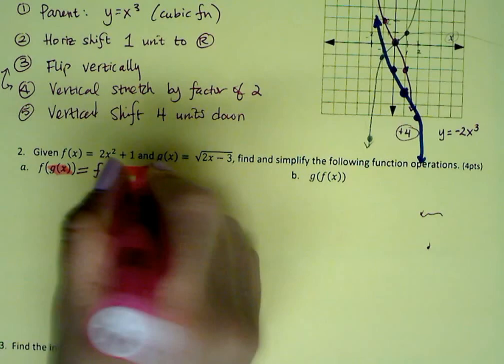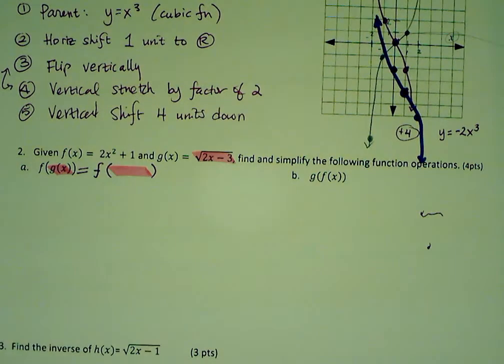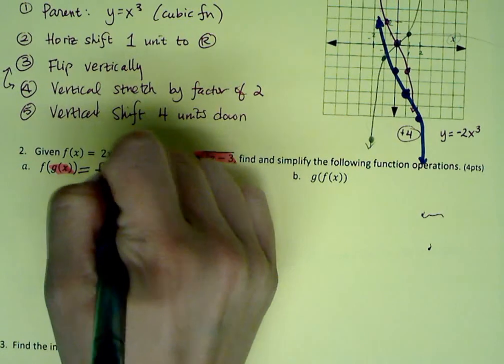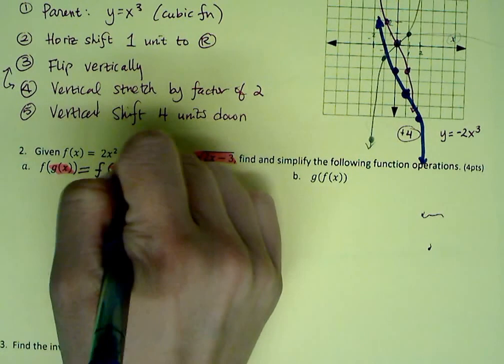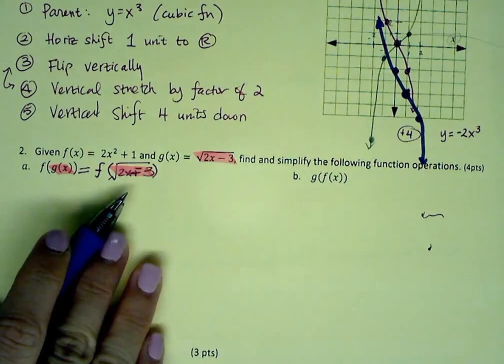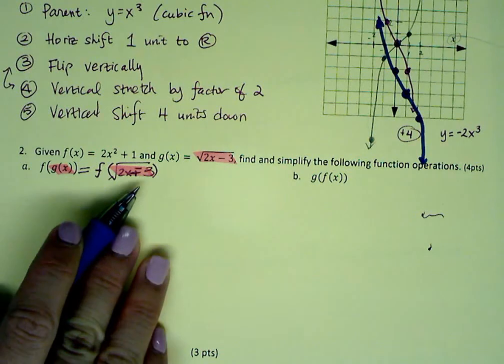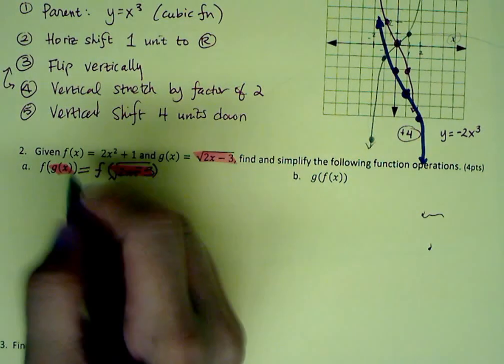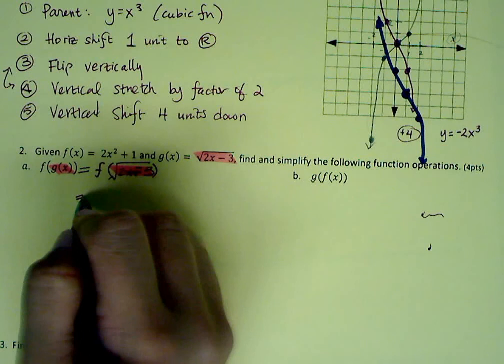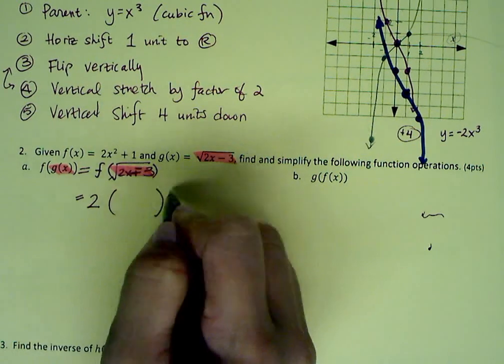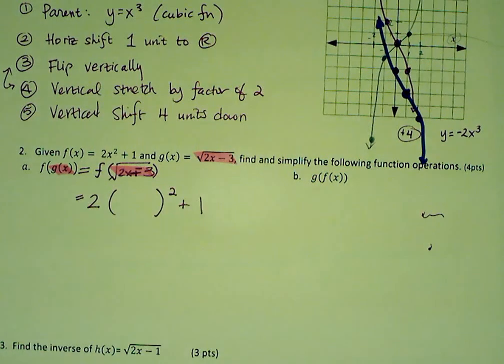Okay, now what do I do with the g? I plug it into who? To the f. But what does f ask me to do? 2 times the argument squared plus 1. But now who is in the argument? Square root of, good, g, square root of 2x minus 3.